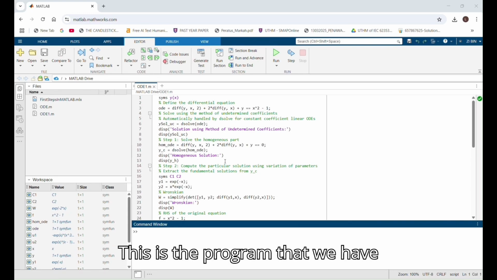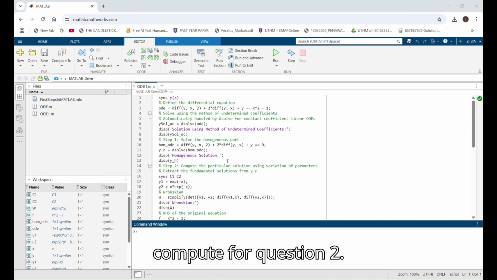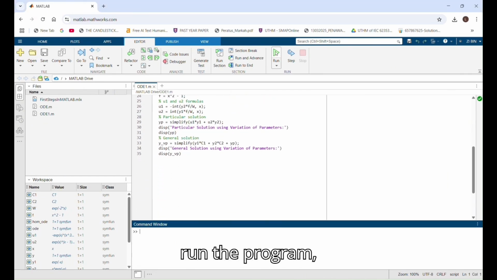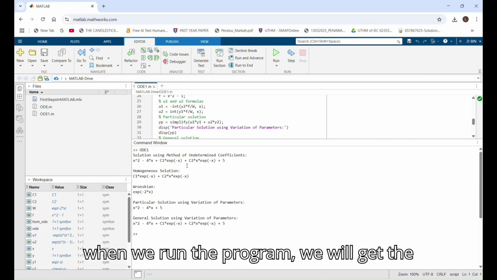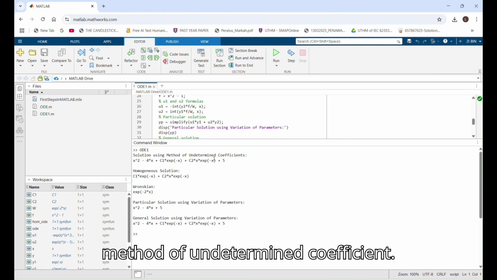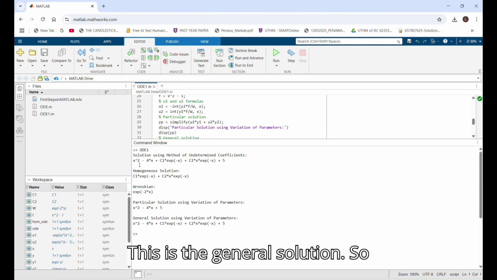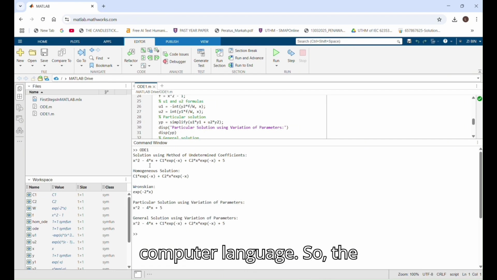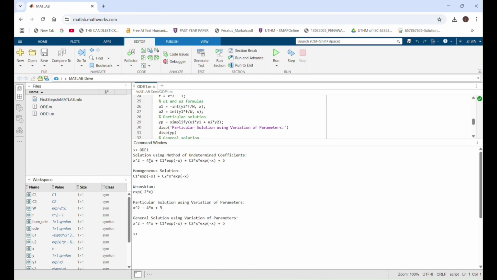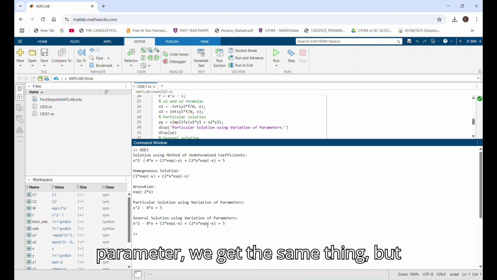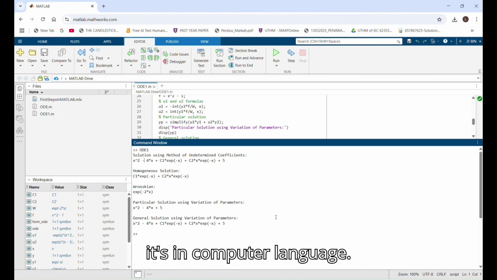This is the program that we have completed for question 2. When we run the program, we will get the same thing for sub-question A, the method of undetermined coefficients. This is the general solution. It's a general solution, but in computer language. The asterisk means multiplication. The same goes for the variation of parameters, we get the same thing, but in computer language.